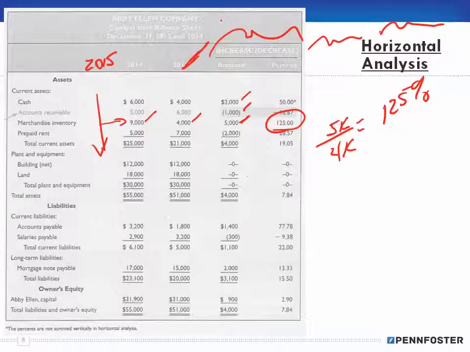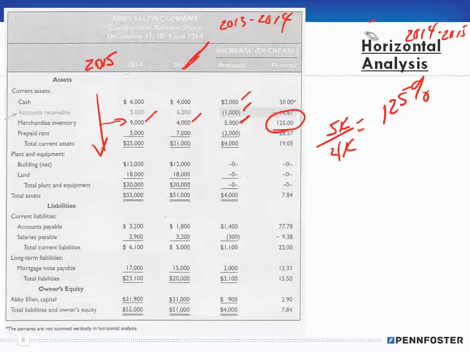Here we're talking about 2013 to 2014. We can have 2013 in comparison to 2015, and then we would have 2014 in comparison to 2015. Okay, so it all depends upon what you want to analyze and what you want to see. Okay, and the amount of information and data that you're working with.